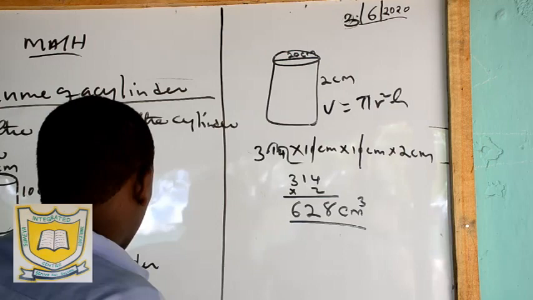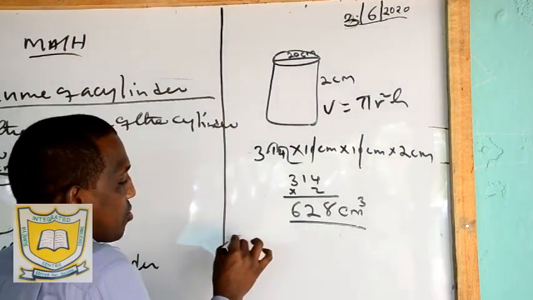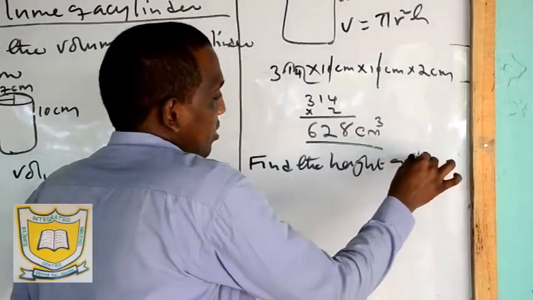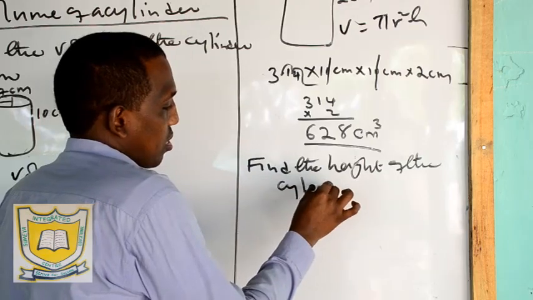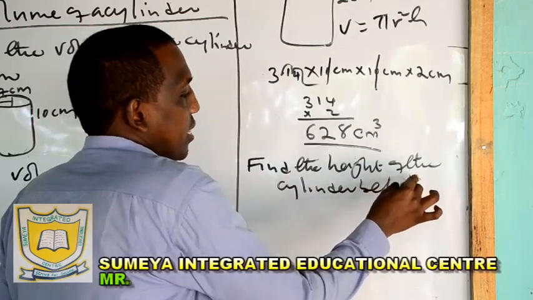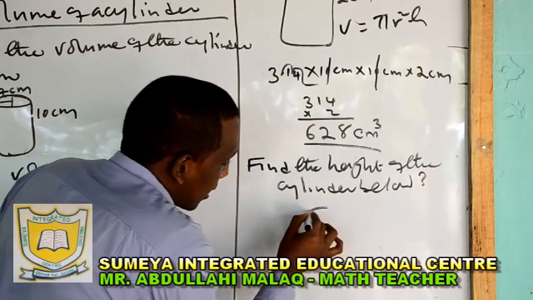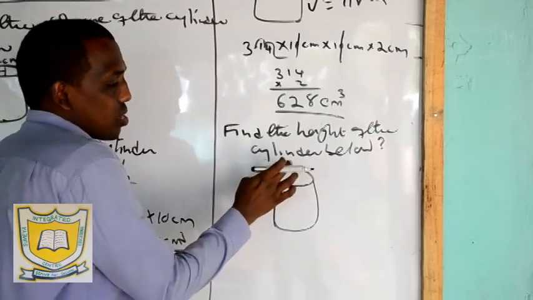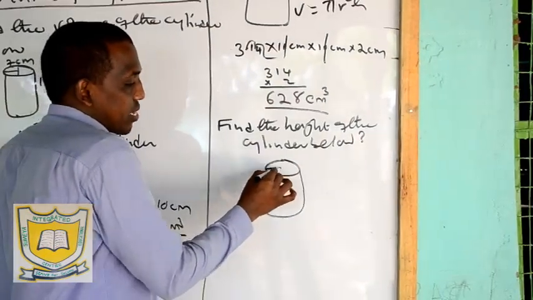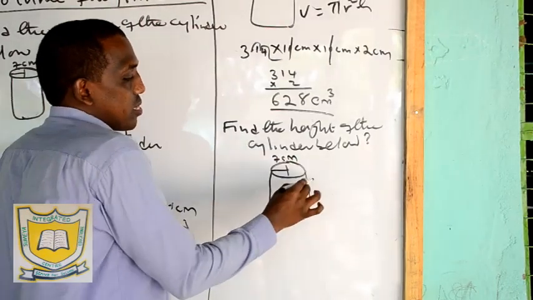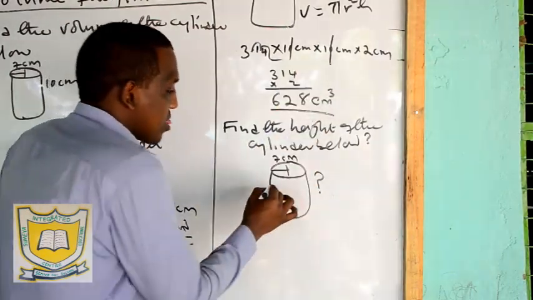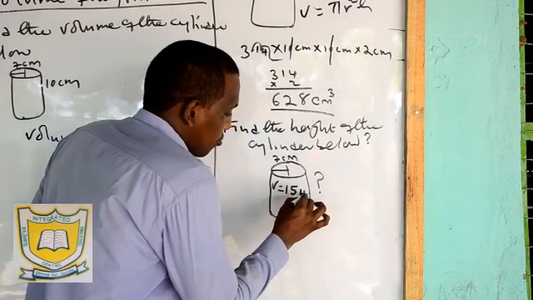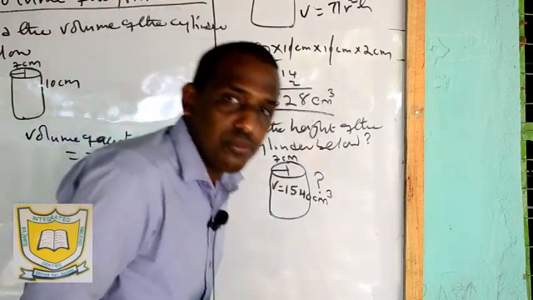Now, let us find the height. Someone can tell you, find the height of the cylinder below. Let us find the height of this cylinder now. Remember, let's say we are given here 7 centimeters. Then they are asking for the height, which we don't know. Then the volume, let us say, is 1540 centimeters cubed. That is the volume.